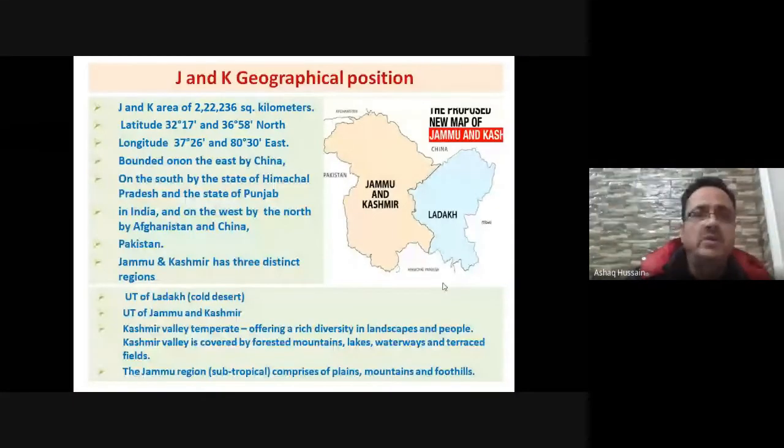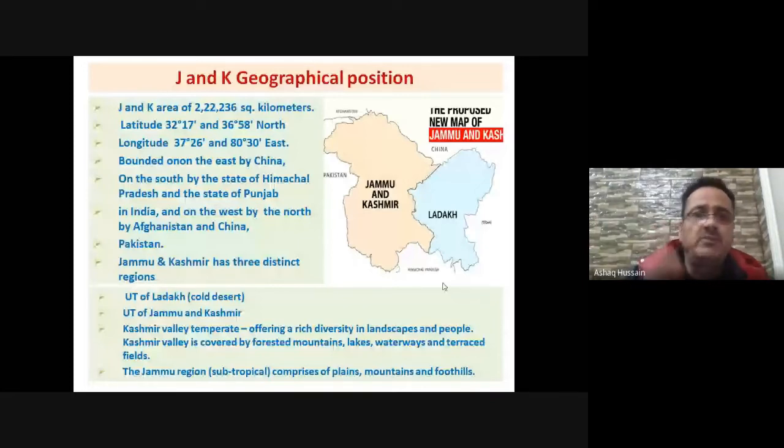So we shall deliberate upon the Union Territory of Jammu and Kashmir, and particularly the temperate region of Kashmir Valley. Before starting the presentation, we should have a fair idea of the geographical position of Jammu and Kashmir UT and the different climatic types that exist over here.